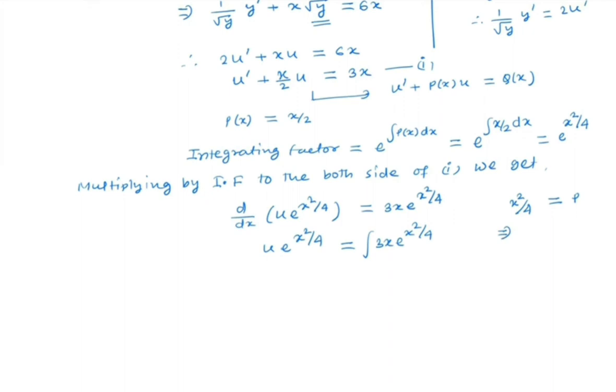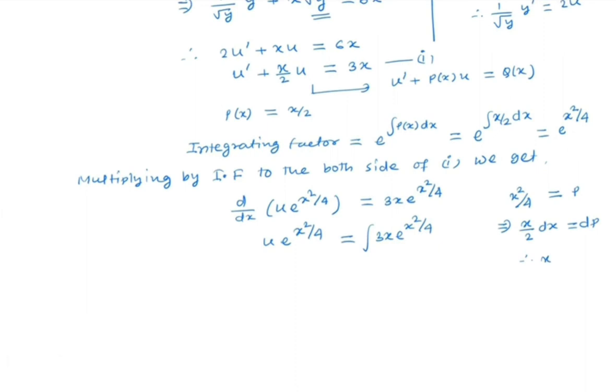So now put x square by 4 as p. So again by differentiating, we get x by 2 dx is equal to dp. So x dx is equal to 2 dp. So then we have 3 times x dx, which is 2 dp, and e to the power p. So we have 6 e to the power p dp, which is nothing but 6 e to the power p plus c.